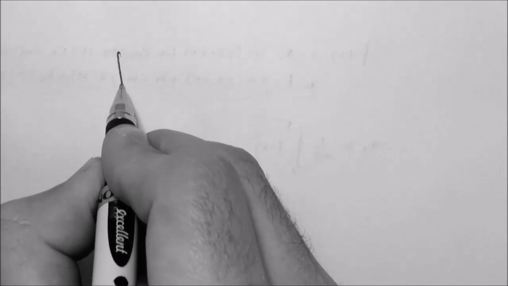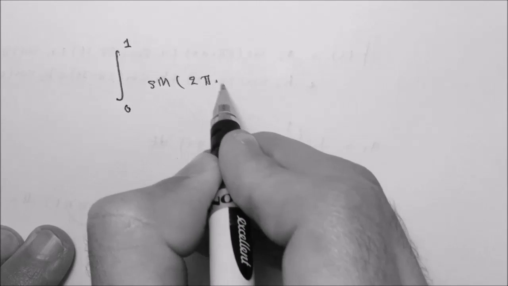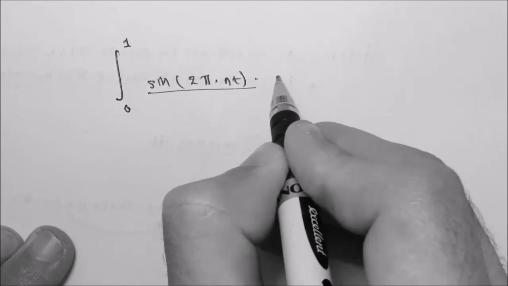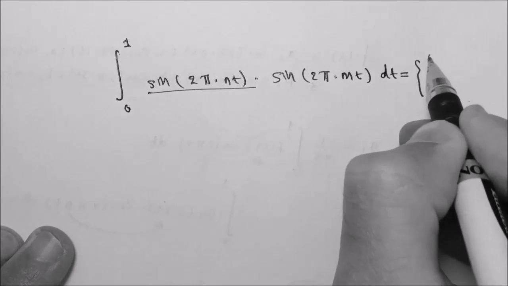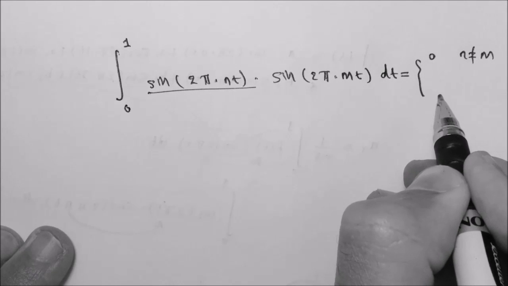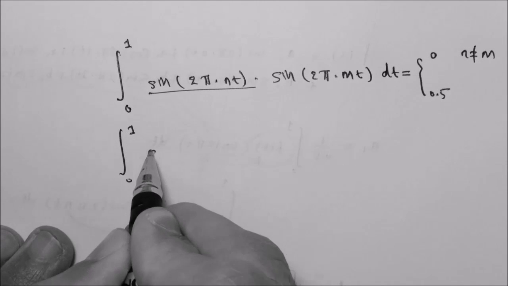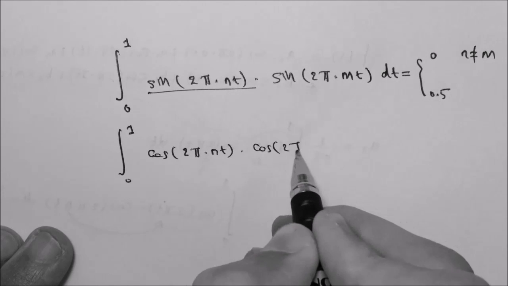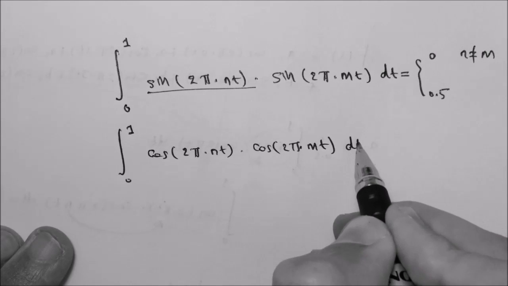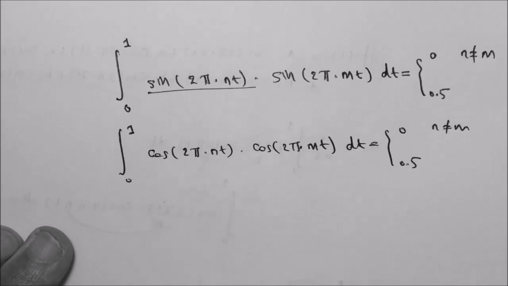So we can summarize the idea with these formulas. We showed that the integration of sine 2πnt multiplied by sine 2πmt dt is always 0 unless n equals m. The result appeared to be 0.5. Also, the integration from 0 to 1 of cosine 2πnt multiplied by cosine 2πmt dt equals 0 unless m equals n. The result of integration will be 0.5.